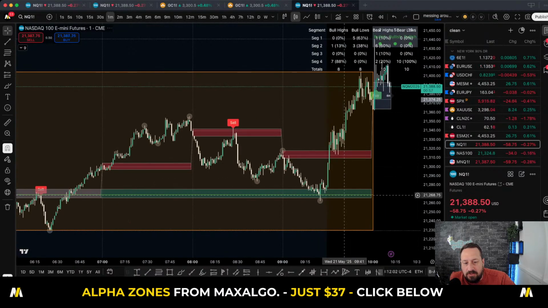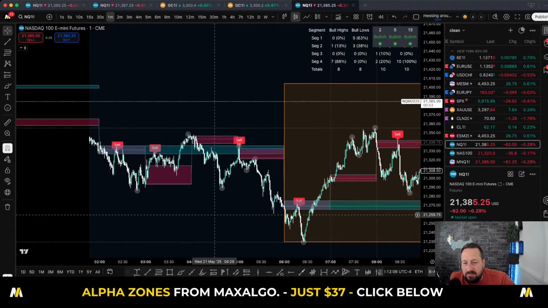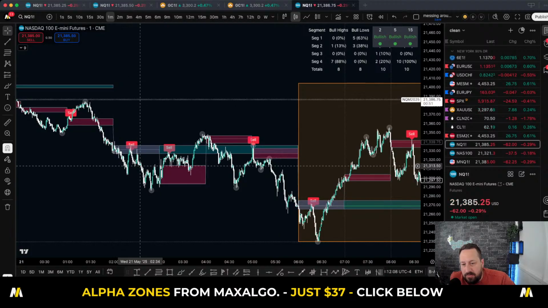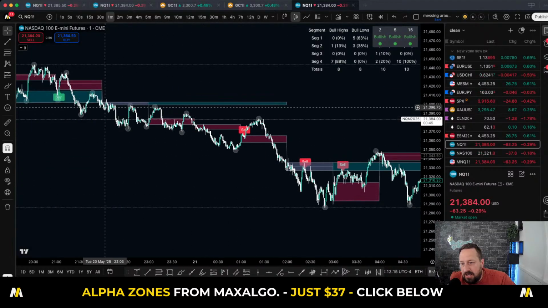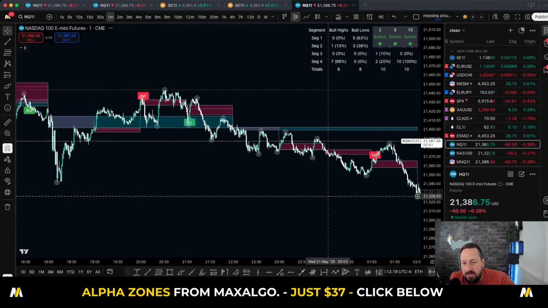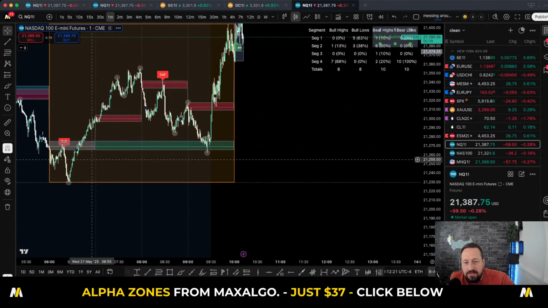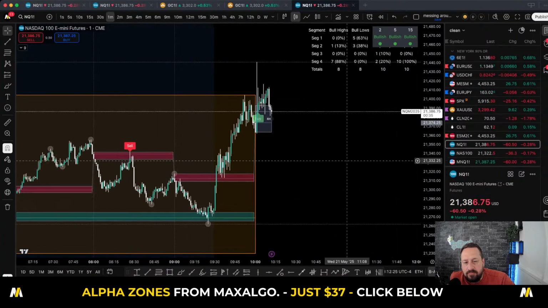So absolutely love this 4-hour. I mean, today's been, even the previous 4 hours, been absolutely beautiful. Rejections off of the alpha zones. Same thing here, right? When we come onto that 4-hour rejection. It's just been a classic day of showing how these zones play out and why they're so important.